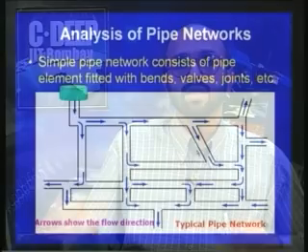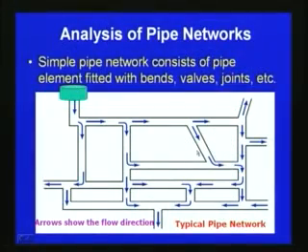So the next topic is analysis of pipe networks. So far we have seen pipes in series, pipes in parallel, and branching of pipes, which is what we have just now discussed. Now we will discuss pipe networks. Most water supply systems, where a number of pipes and a number of users are there, use a pipe network for the distribution.